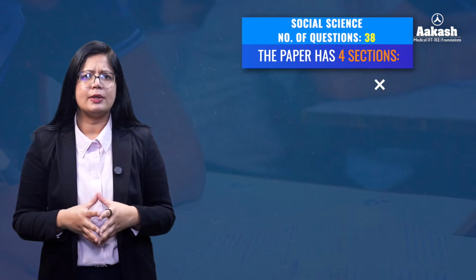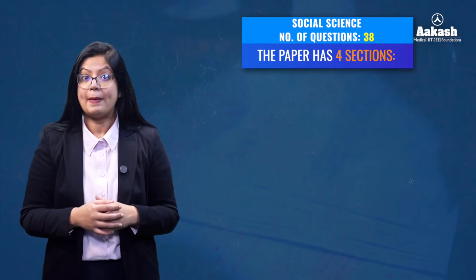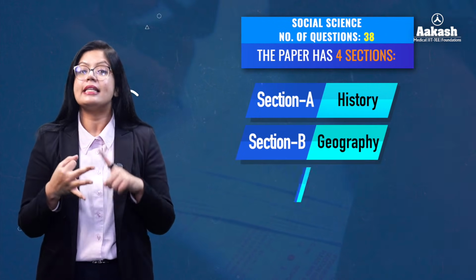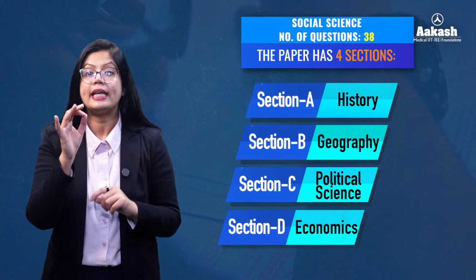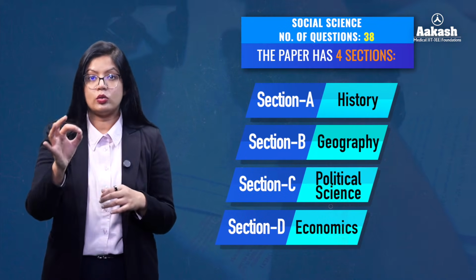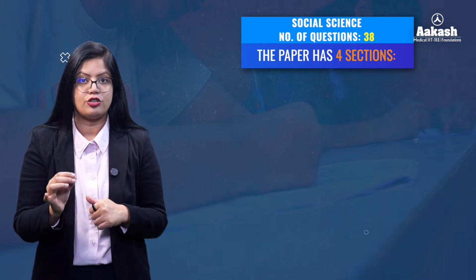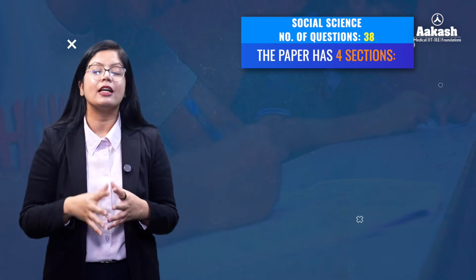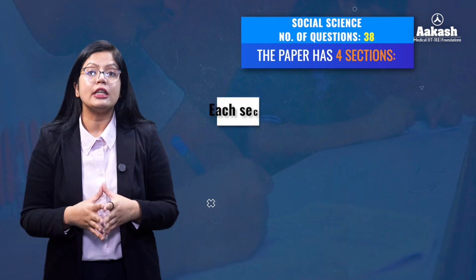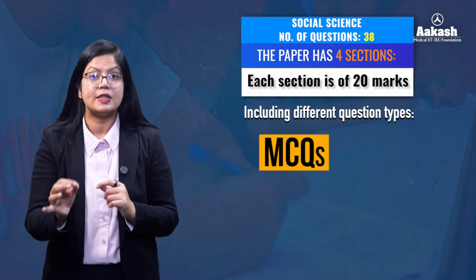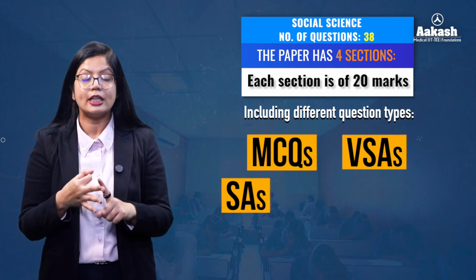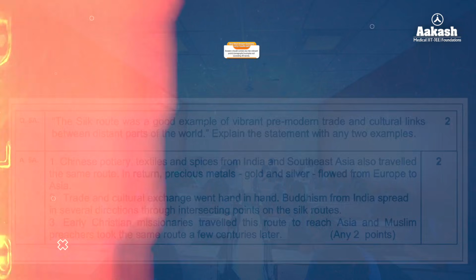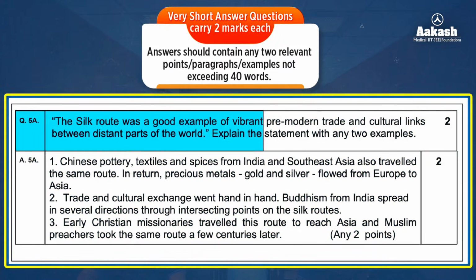In social science paper, there are 38 questions. The paper has 4 sections. Section A is of history, B is for geography, C is for political science and D is for economics. Now this year, you know that the paper pattern has changed, right? So what are the key points to remember while you are writing answers? Let's make a note of that as well. Each section is of 20 marks and has MCQs, very short answers, long answers, as well as case study based questions. Very short answer questions carry 2 marks each.